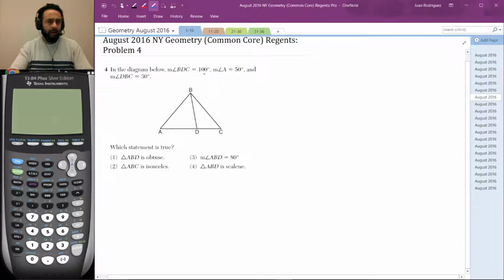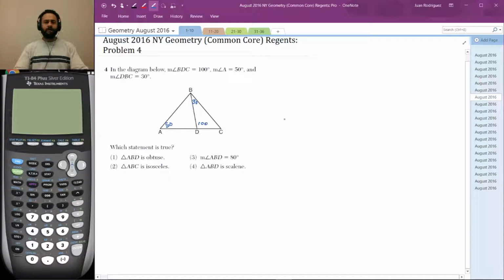What I do is I always label the diagram as I'm doing it. So the measure of angle BDC is 100. The measure of angle A is 50. And the measure of angle DBC is 30. Okay, then which statement is true?